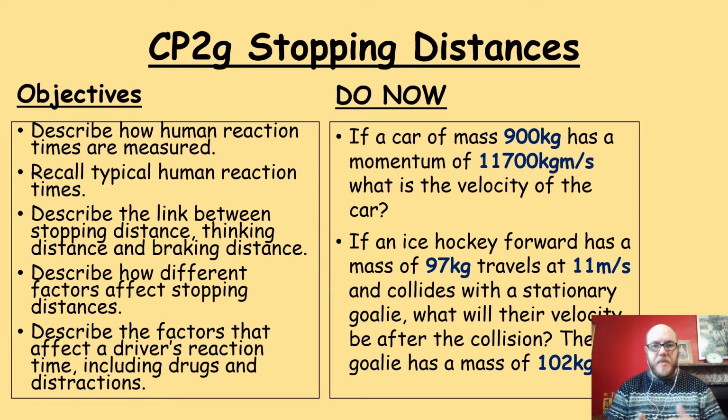Now then, my passion of ice hockey. If an ice hockey forward has a mass of 97 kilograms, like Jack Eichel, and he travels at 11 meters per second, like Jack Eichel, and collides with a stationary goalie, what will their velocity be after the collision? The goalie has a mass of 102 kilograms, a bit like Linus Ullmark. So this momentum question is about working out the momentum before the collision and the momentum after the collision. Pause the video and we'll see you in a couple of minutes when you've got the answer.